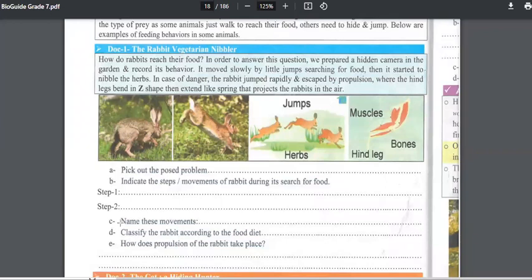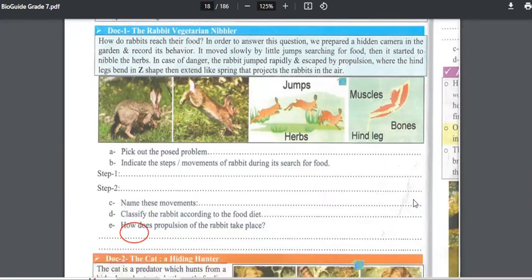Classify the rabbit according to the food diet. Remember that to classify the rabbit, you will need to justify. So is it carnivore, herbivore, or omnivore? For sure, it is a herbivorous animal. You will need to justify. So you will say that the rabbit is a herbivorous animal since it feeds on food of plant origin. Okay? So this is a herbivorous animal.